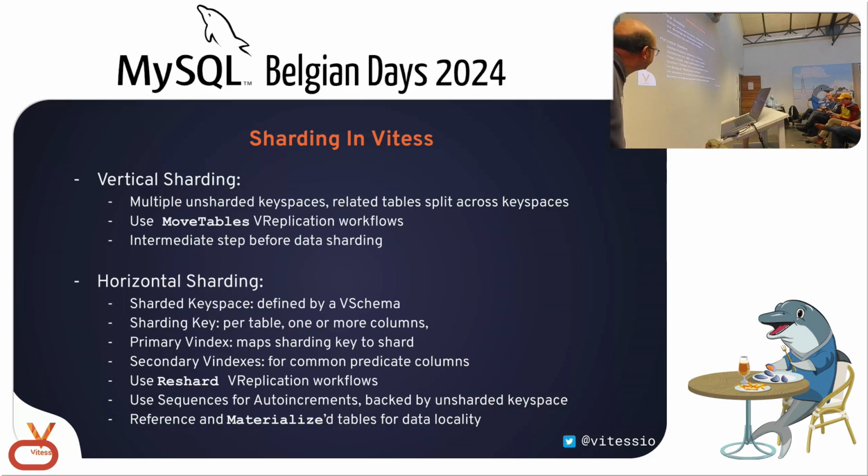Similarly, for data locality, if you have joins to lookup tables, you don't really want to go cross shard. So the way you manage it is you keep them in an unsharded key space, but there's a concept called reference tables and materialization built into Vitess. These will automatically replicate the data onto the shards, and VTGate knows how to plan it and how to look for that data.